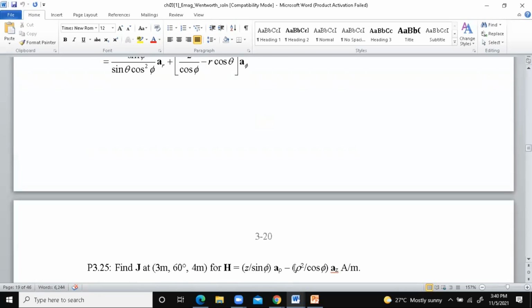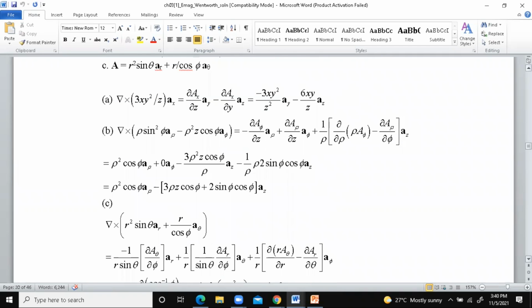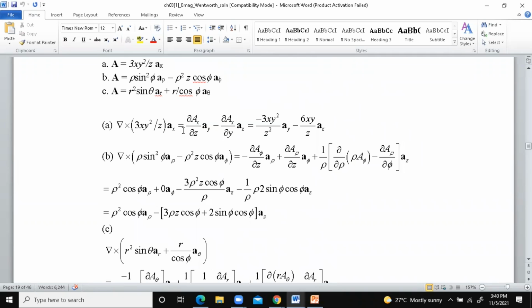Let's try this one. Before you get caught up and waste time, this one is a cross product in cylindrical coordinates.